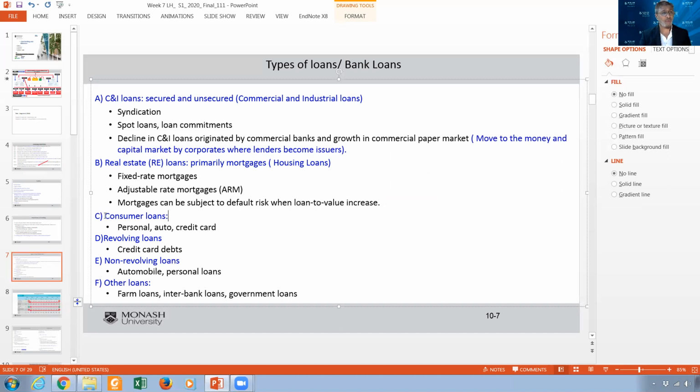Now we have also consumer loans, which are personal loans, auto loans, credit cards. All of this comes under personal loans. So the main three categories are the commercial and the industrial, the biggest category is housing, and the third one is consumer. Now you can also divide them into what we call revolving loans, like the online facilities, overdraft. So now this one is actually like the credit cards.